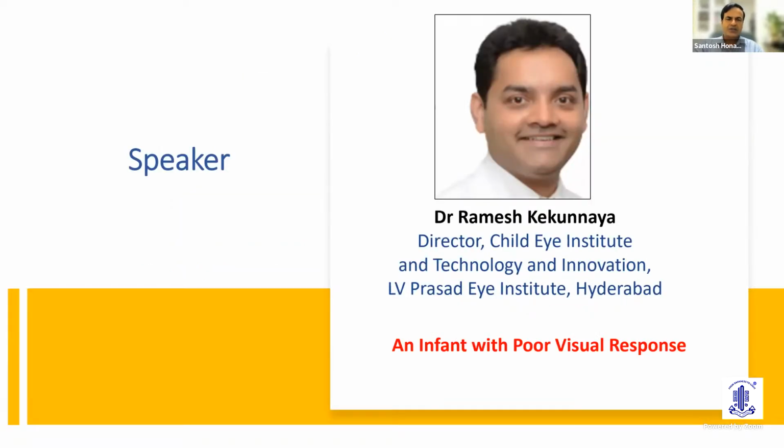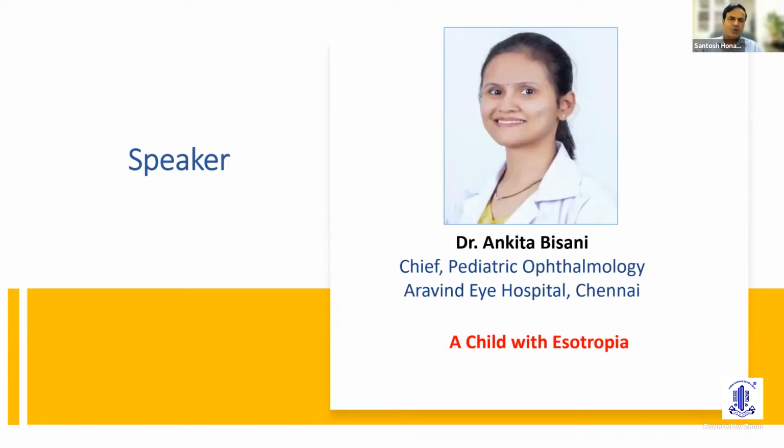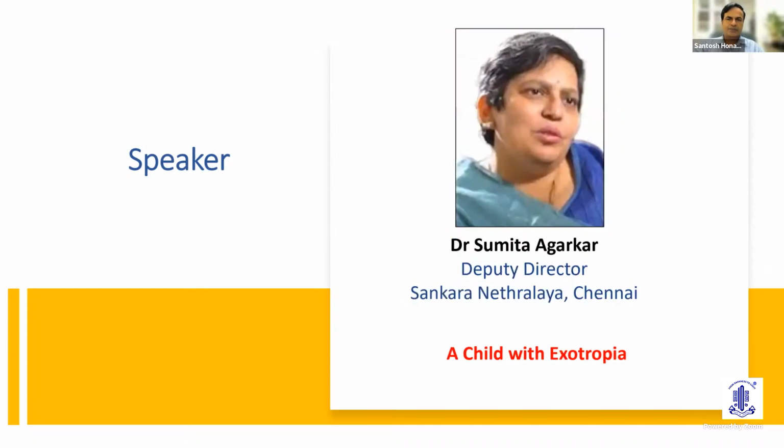Our speakers are very talented and diverse. Dr. Ramesh Kekunnaya begins with a talk on infant with poor visual response. He's the Director of Child Eye Institute, LV Prasad Eye Institute, Hyderabad. He'll be followed by Dr. Ankita Bisani, who's the Chief of Pediatric Ophthalmology, Aravind Eye Hospital, Chennai. She speaks on a child with esotropia.